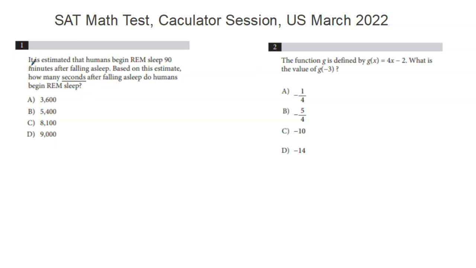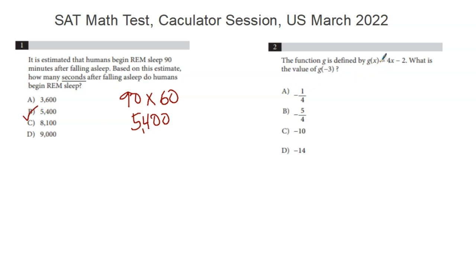Let's look at question number 1. It is estimated that humans begin REM sleep 90 minutes after falling asleep. Based on this estimate, how many seconds after falling asleep do human beings begin REM sleep? So here, all you have to do is change it to seconds, and that's it. You write your 90, and we know that every 1 minute is 60 seconds. So you do it this way, and then you get 54,000.